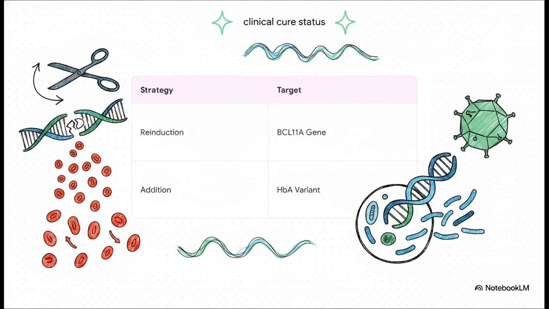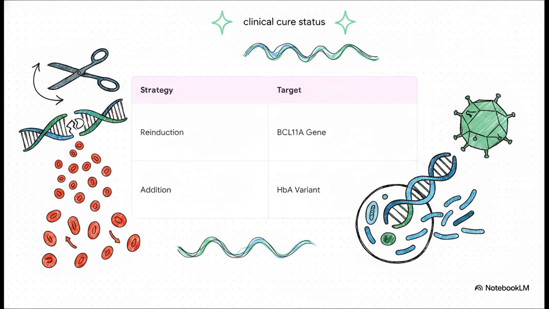Let's break them down. Strategy 1 is fetal hemoglobin reinduction. It uses CRISPR-Cas9 gene editing to disrupt a specific gene enhancer called BCL11A. Think of BCL11A as a molecular switch that normally turns off the production of fetal hemoglobin after we are born. By breaking that switch, fetal hemoglobin turns back on. This healthy fetal hemoglobin floods the cell, diluting the defective sickle hemoglobin and entirely preventing those rigid cables from polymerizing.